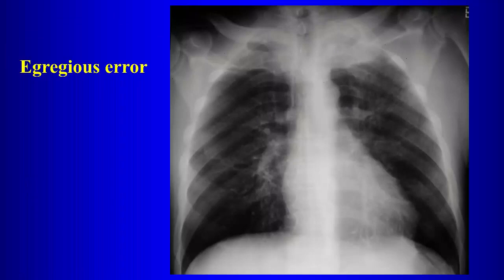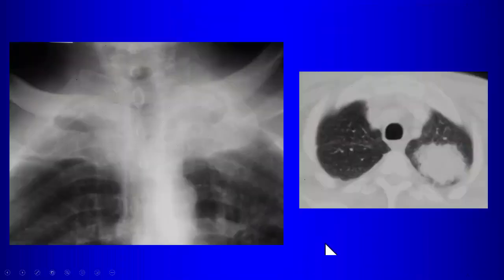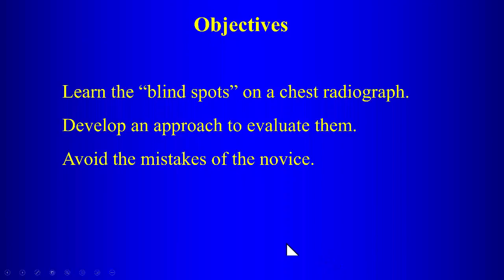So what's the abnormality here? Yeah, there's a left apical mass, right? So if you compare this side to this side, there's all this opacity in the left apex that you have to explain, right? This you should not miss, something like this. So that's the point of what this lecture is about, big mass there, right? So you should not miss something like that. So we want to make sure that you don't. So the objectives for this talk are to learn the blind spots on a chest radiograph and to develop an approach to evaluate them and to avoid the mistakes of the novice.